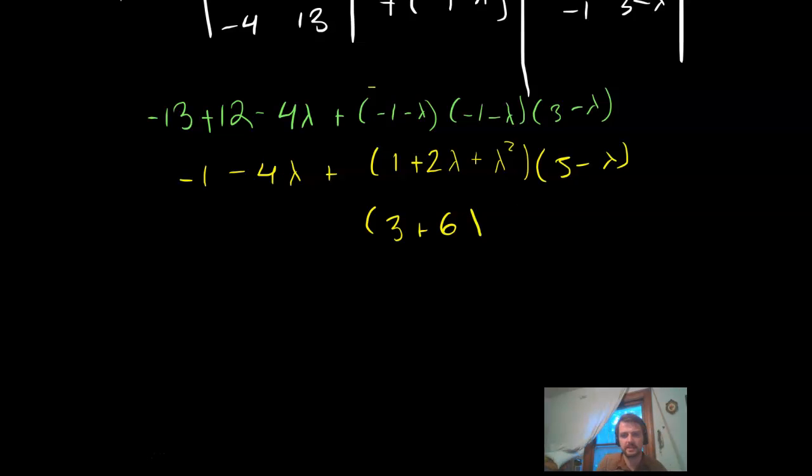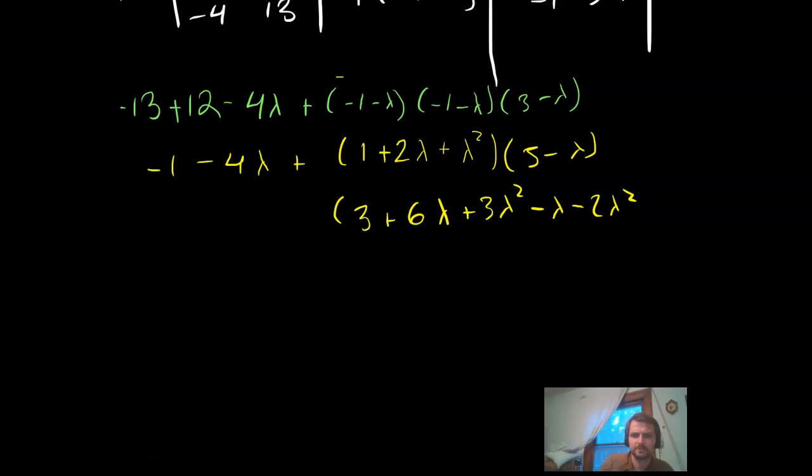Alright, so I'm just going to multiply the 3 through it here. So 3 plus 6 lambda plus 3 lambda squared. And then subtract off the lambda, so minus lambda minus 2 lambda squared. Let me scooch over a little bit here. Minus lambda cubed. And I don't really need this parentheses actually. So this is -1 minus 4 lambda.